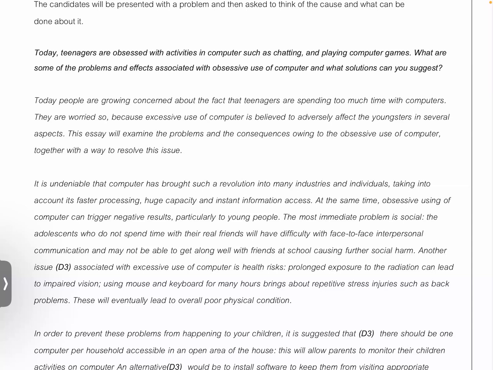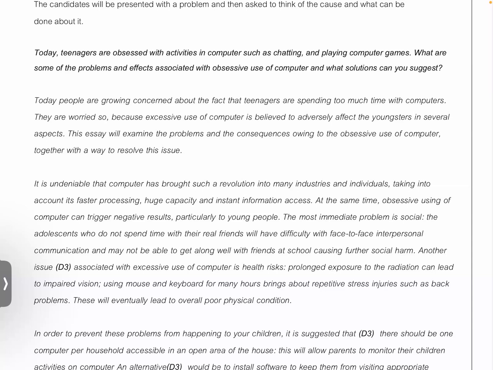So this statement tells us about the first negative impact. It tells us that young people who don't talk to their friends, who spend their entire time in front of the screen, will have difficulty with face-to-face communication. They might feel awkward having to speak to their friends in real life. And for that matter, they might not be able to get along well with their friends at school, and that will lead to other social issues.